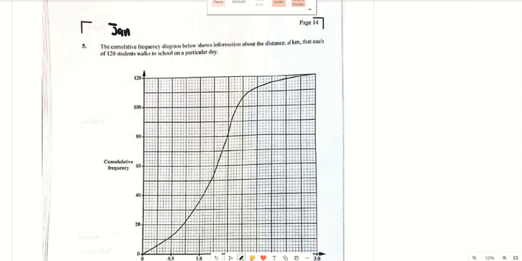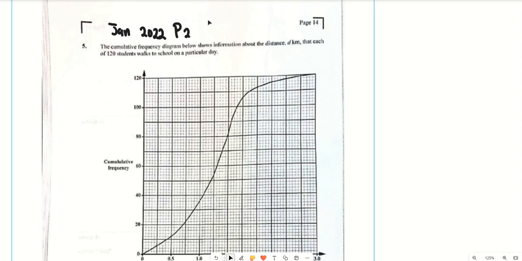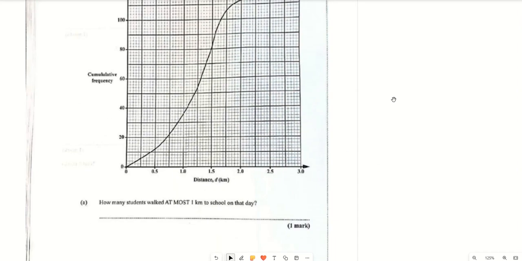They will be doing January 2022, paper 2, number 5. Let's read the first part. The cumulative frequency diagram below shows the information about the distance d in kilometers that each of the 120 students walks to school on a particular day. So this is walks on a particular day.